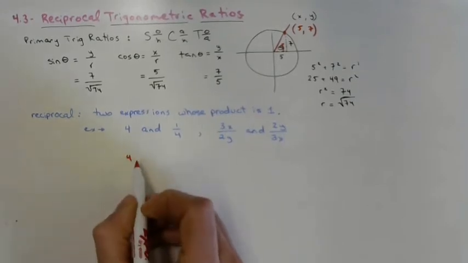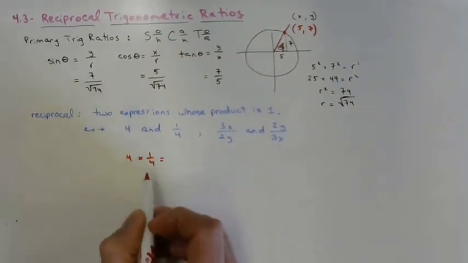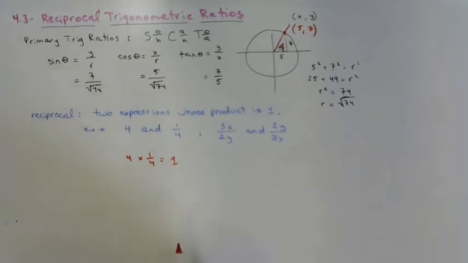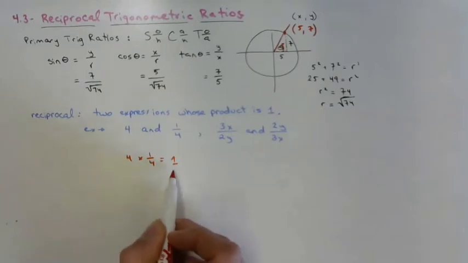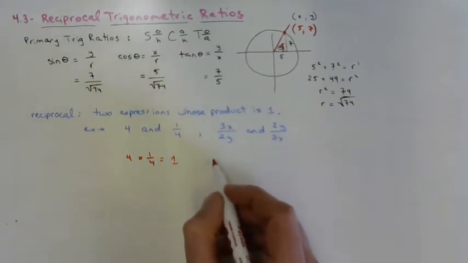But look at what happens when you multiply 4 times 1/4. 4/4 is 1 whole. See that? Two expressions whose product is 1. We can do the same thing here.